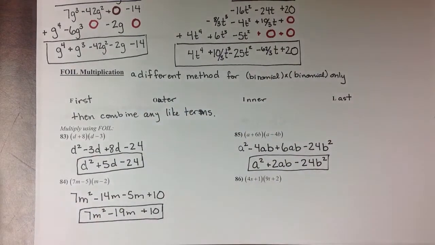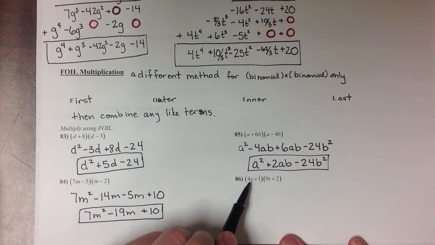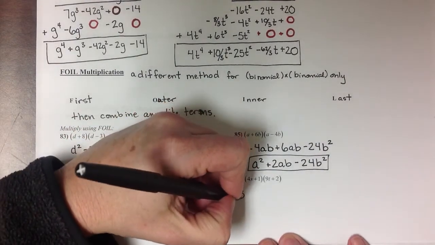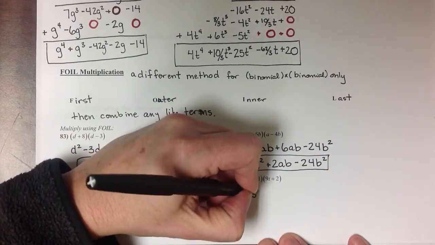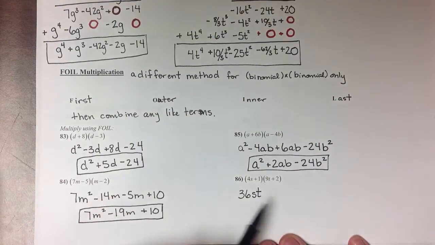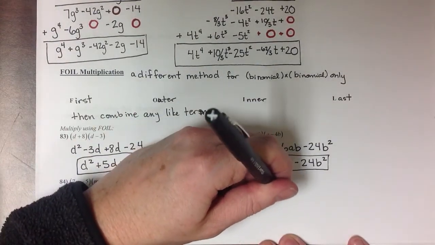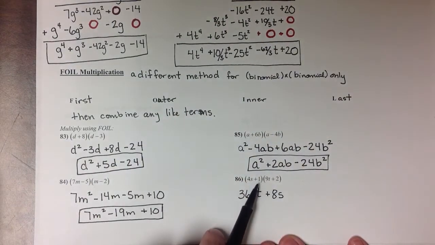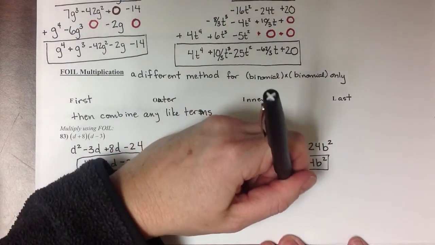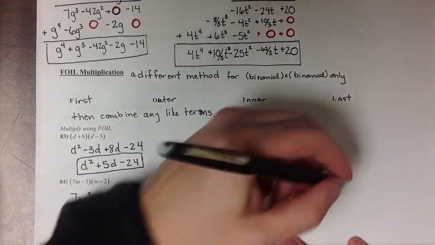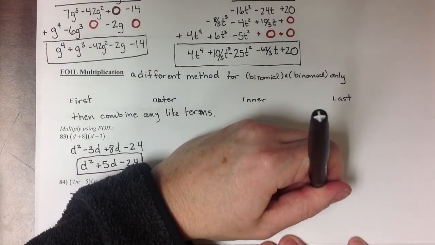And in our final example, we're going to try one where both of the leading terms have coefficients. So a 4s times a 9t will give us 36st. Our outers give us a positive 8s. Our inners give us a positive 9t, and our last terms a positive 2.